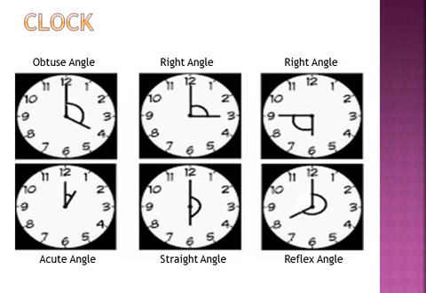Look at the picture in this slide. Various types of angles are shown in this clock. First picture represents an obtuse angle. Second and third pictures represent right angles. Fourth picture represents an acute angle. Fifth picture represents a straight angle. And the last picture represents a reflex angle.